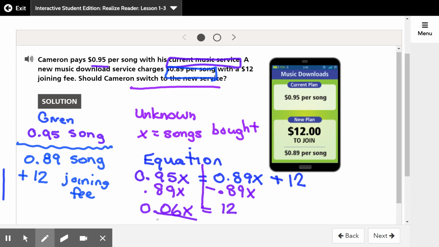And then we're going to divide. Once again, that 0 matters, so do not forget that. So 12 divided by 0.06 gets you x equals 200.